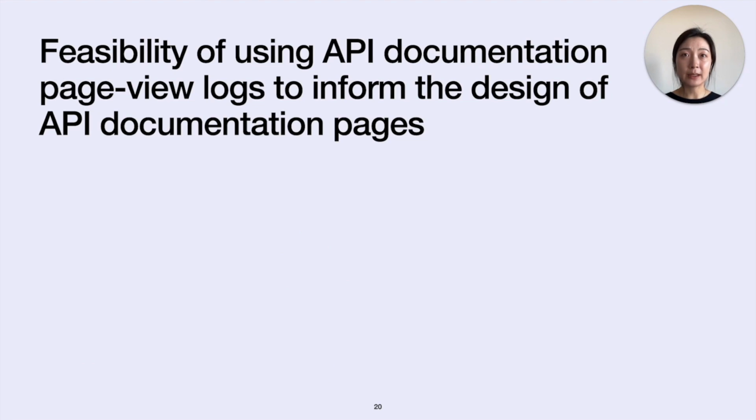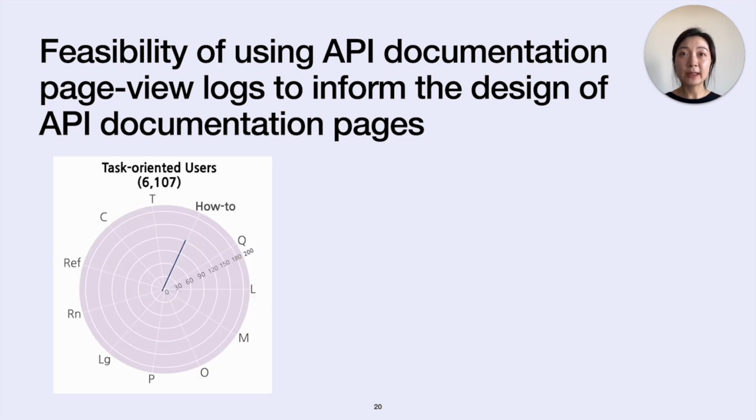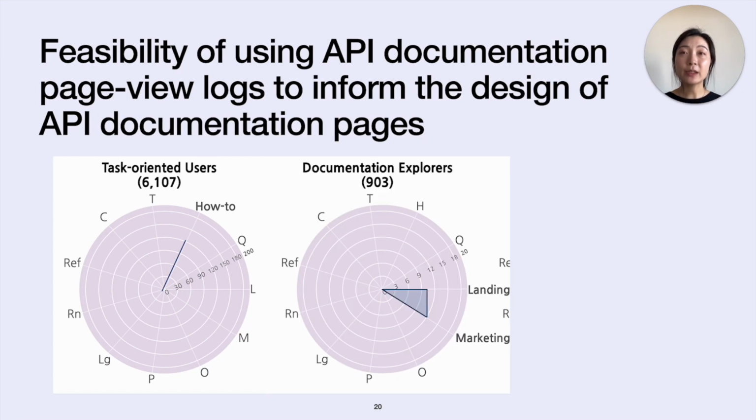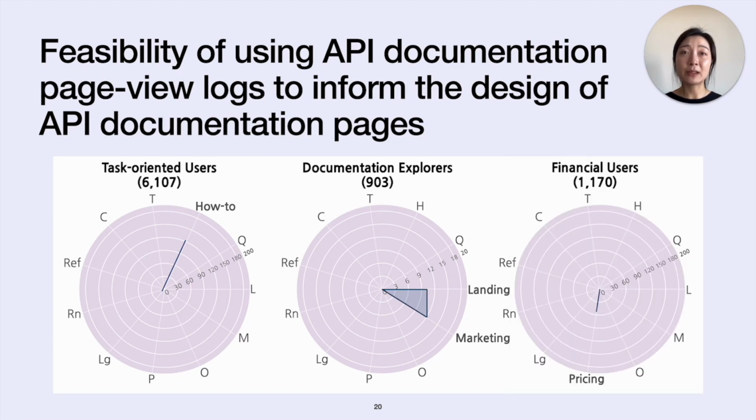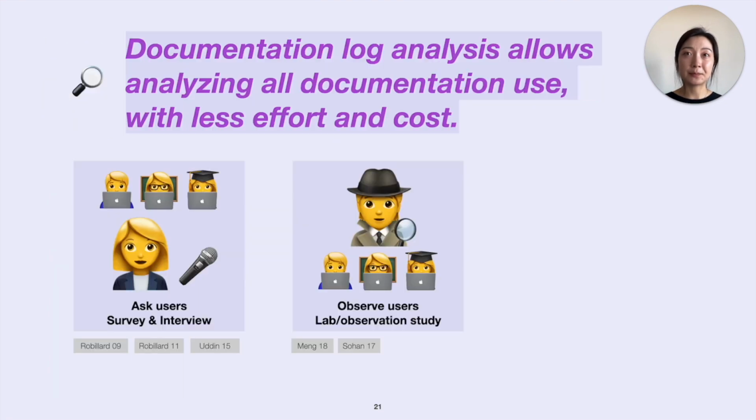And as part of this case study, in addition to testing hypotheses on user characteristics, we actually identified many discernible patterns of documentation usage. These include task-oriented users who only focus on specific tasks in how-to guides, documentation explorers who browse through high-level introductory pages only for short times, and financial users who spend time exclusively on pricing pages. And analyzing different documentation usage patterns enabled us to discover many unexpected usage of documentation, providing implications for design improvements.